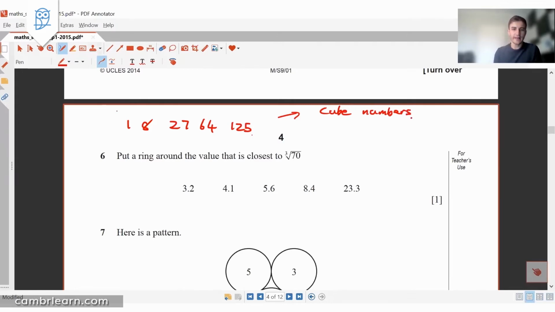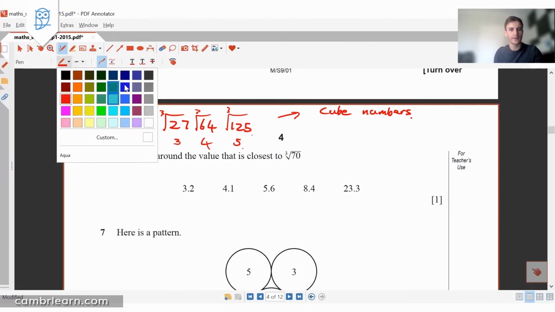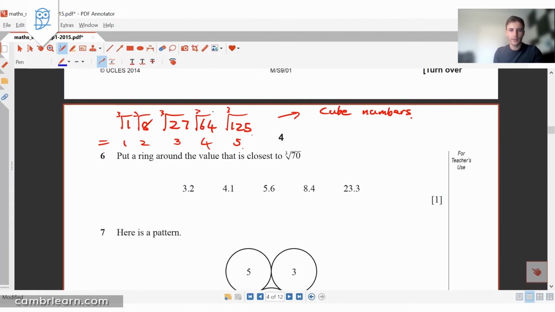Which means that if I take the square root of these numbers, okay, so the square root, well, cube root, not square root, the cube root of 8, cube root, there we go. Okay, so that will be equal to, so this is 1, 2, 3, 4, and 5. Okay, so which of these is closest to the cube root of 70? So the cube root of 70 will actually be over here. So let's change the color here. So the cube root of 70 will be right here in the middle between 4 and 5.